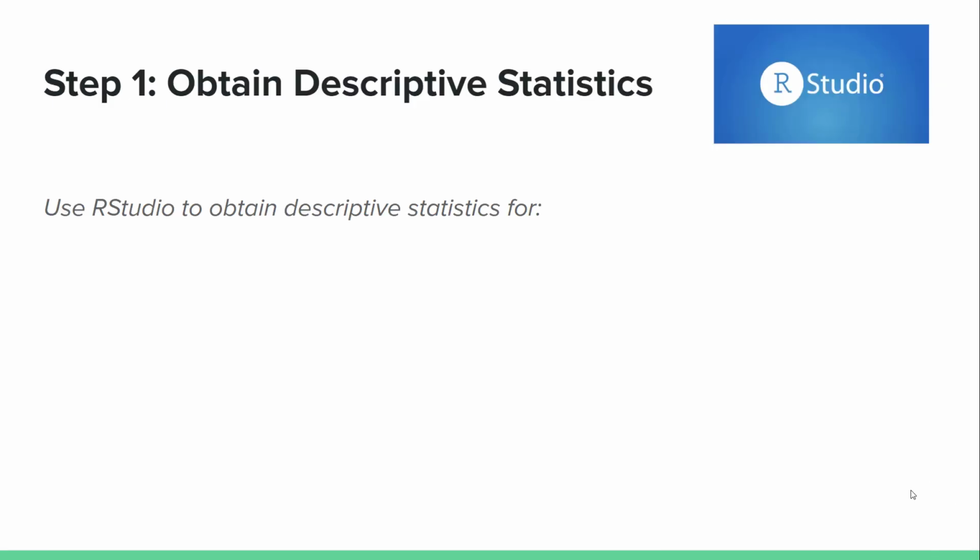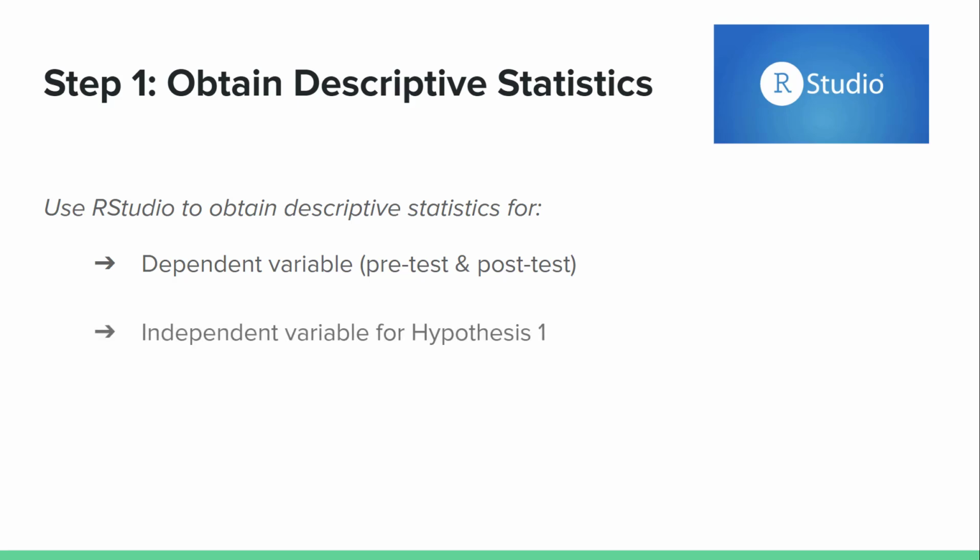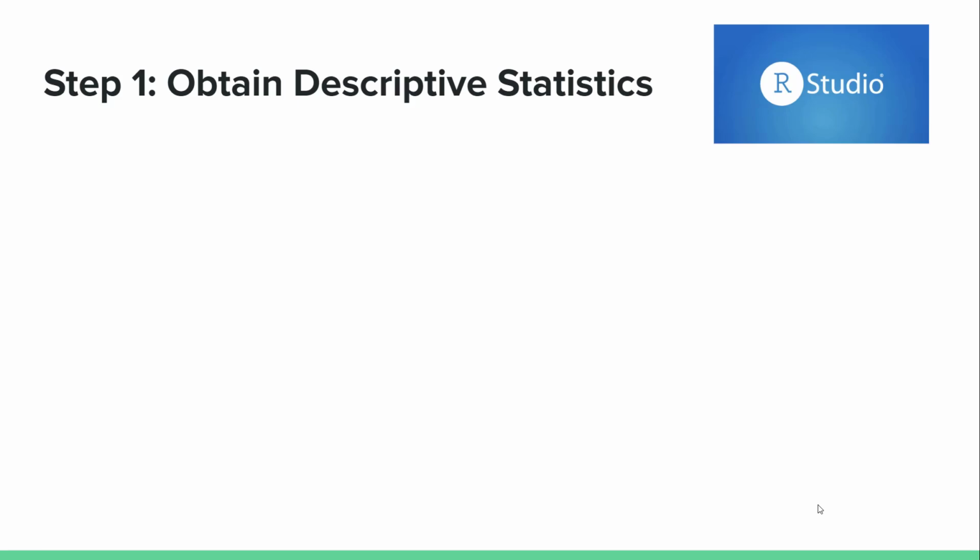So step one, you will want to use RStudio to obtain descriptive statistics for your dependent variable, and I would recommend getting your descriptive statistics for both the pre-test and the post-test measure for your dependent variable because you will need both later on. And you'd also want to get descriptive statistics for your independent variable that you had chosen for hypothesis 1. And so this is the variable for which you're trying to see the relationship between that variable and your dependent variable for hypothesis 1. Now, what kind of information do you need from RStudio?